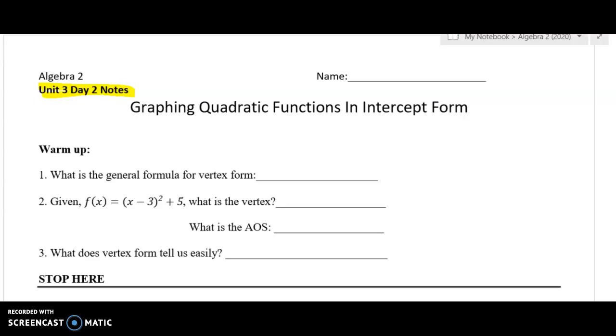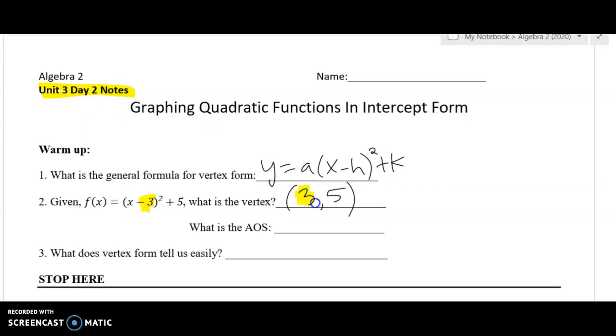This is what we did yesterday. This would be y equals a parenthesis x minus h quantity squared plus k. And here's an actual problem with some numbers in there. So f of x equals x minus 3 squared plus 5. What is the vertex? The vertex is the opposite of the inside, so that becomes a positive 3, and the same as the outside. So again, I'm just going to highlight those so you know that the yellow goes with yellow and blue goes with blue.